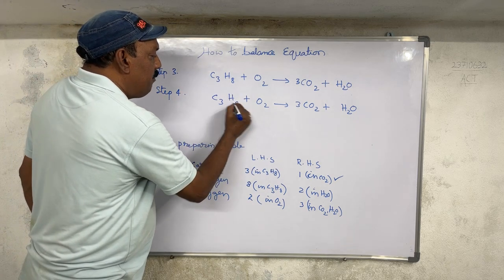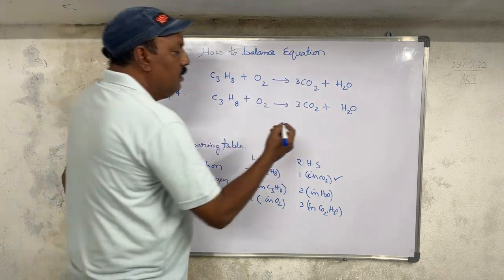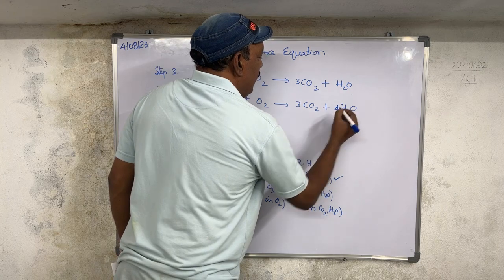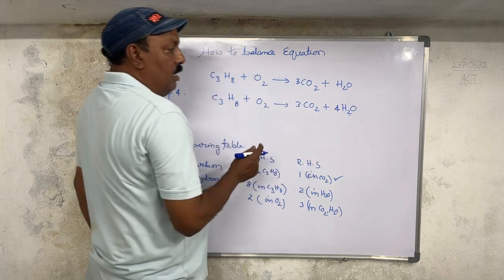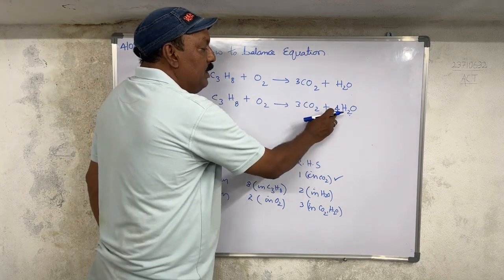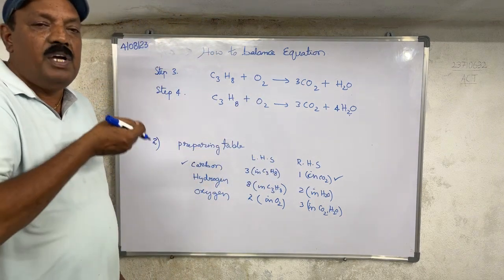Hydrogen, how many are there in left hand side? 8 are there. But here is only 2. So how to balance? You just keep the 4 here, coefficient 4. This is called coefficient. Coefficient 4. 4 2s are 8. That means you have to multiply this atom number with this coefficient. The number which is present in the formula we call coefficient.